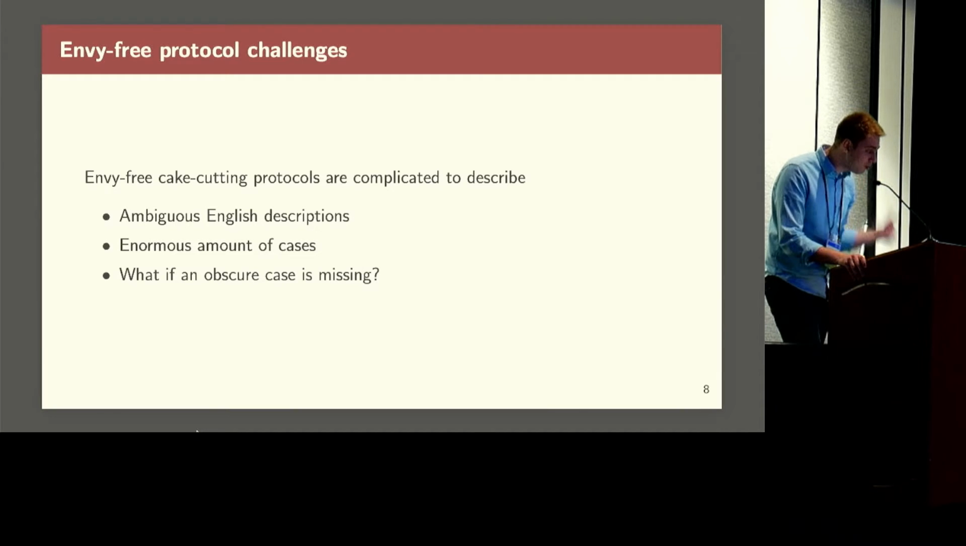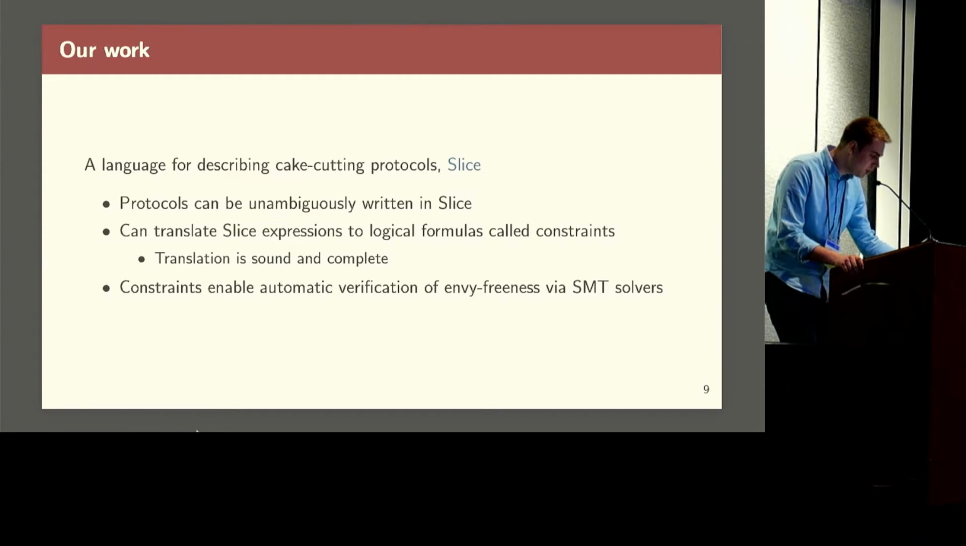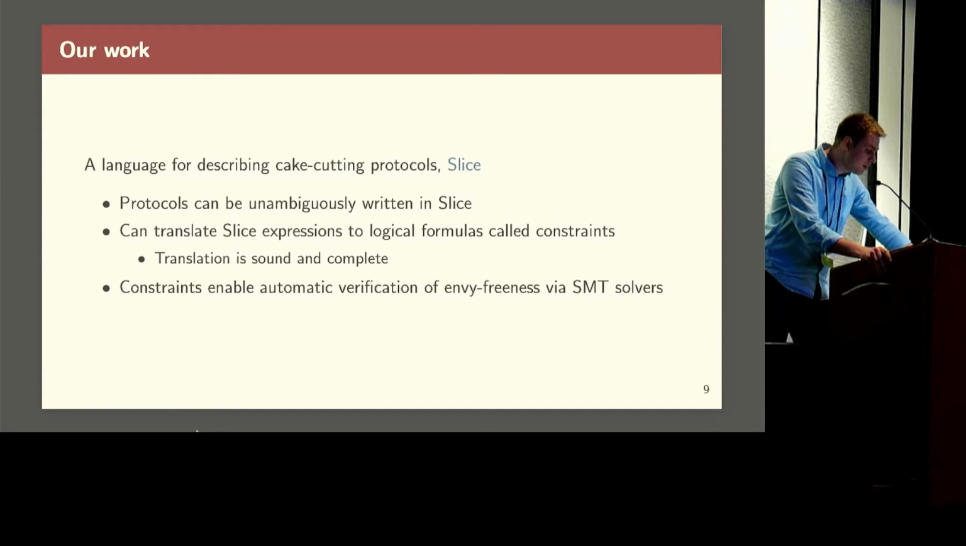And of course, along with the number of cases, what if one's missing, either from the description or for some correctness proof? How could we know? Well, that's where we come in. We provide a language for describing cake cutting protocols. We call it Slice. In Slice, we can unambiguously describe these protocols and then translate these expressions to logical formulas, which we call constraints, in a sound and complete way. And these constraints enable us to automatically verify things like envy-freeness by taking advantage of SMT solvers.